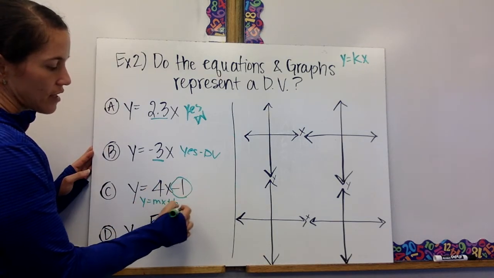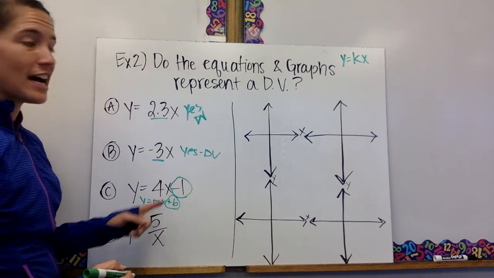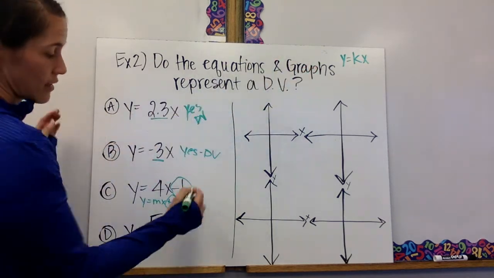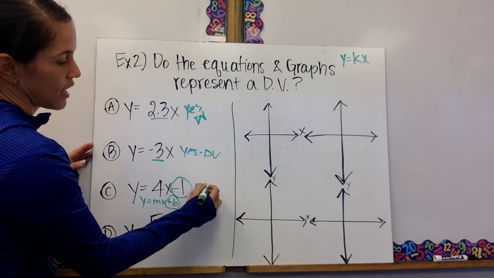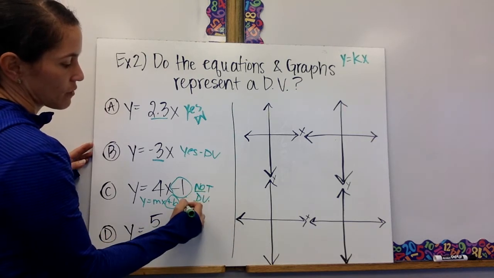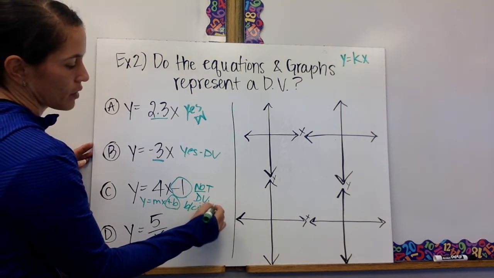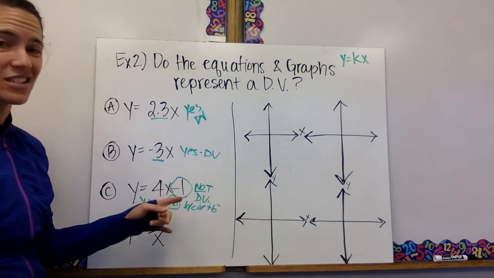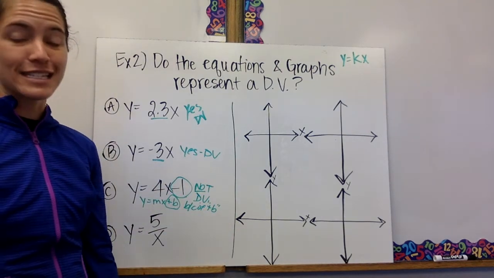But because of our plus b, it is not in the form y equals kx, so the answer is no, it's not a direct variation because of the plus b, which in this case is really a negative 1. But that is not a direct variation.